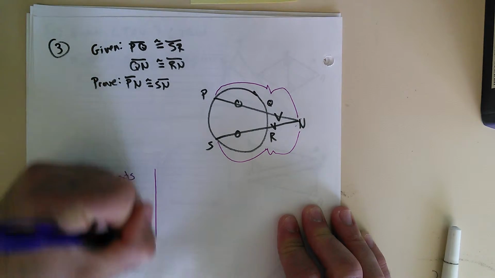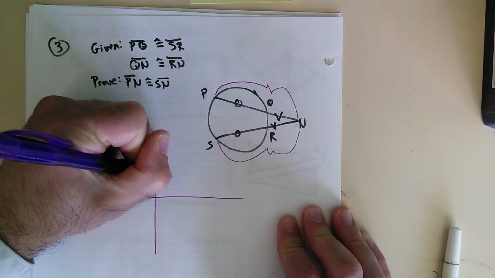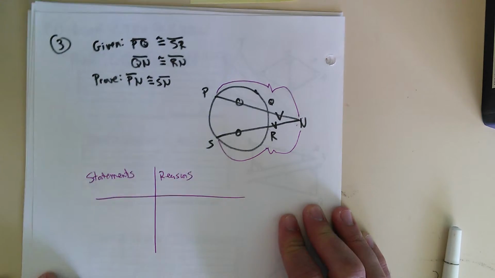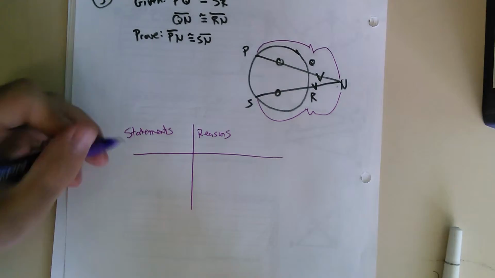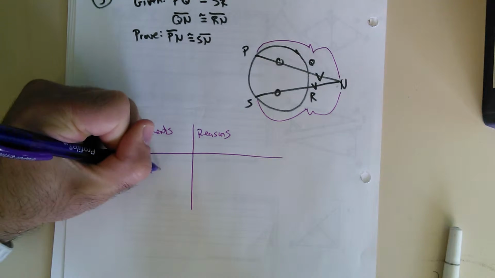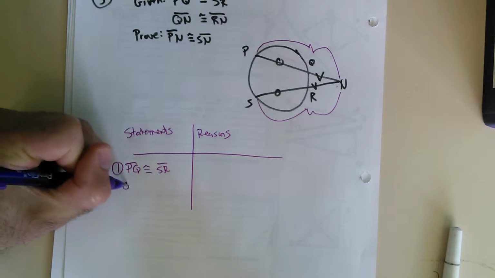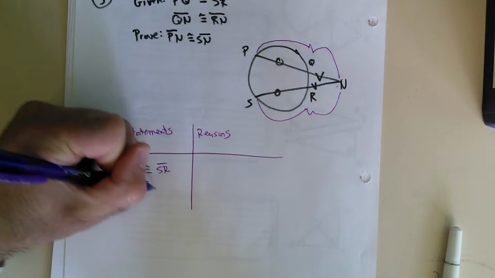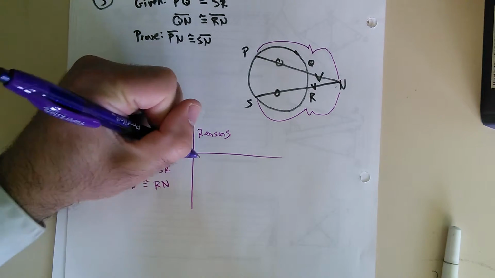Statements and reasons. And our first line, we always have number 1, we write our givens. We know that PQ is congruent to SR. And we know that QN is congruent to RN. And our reason for that is given.